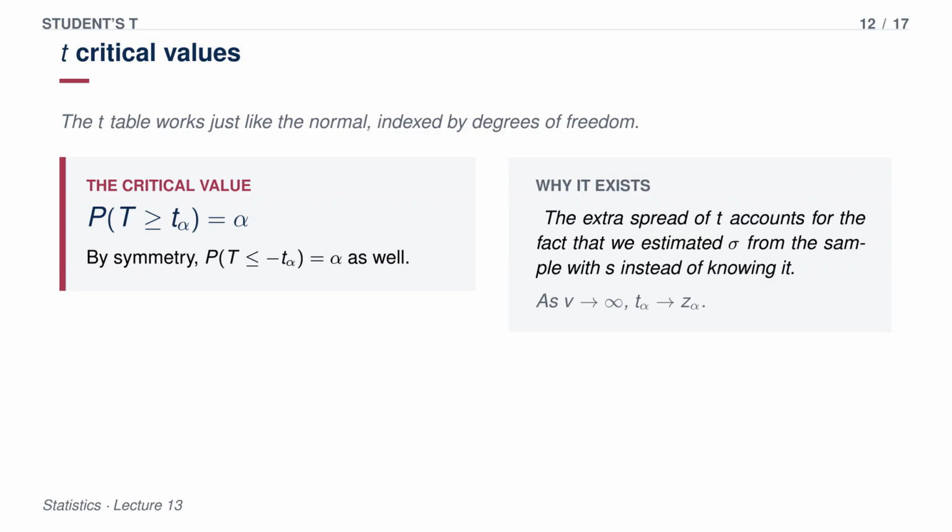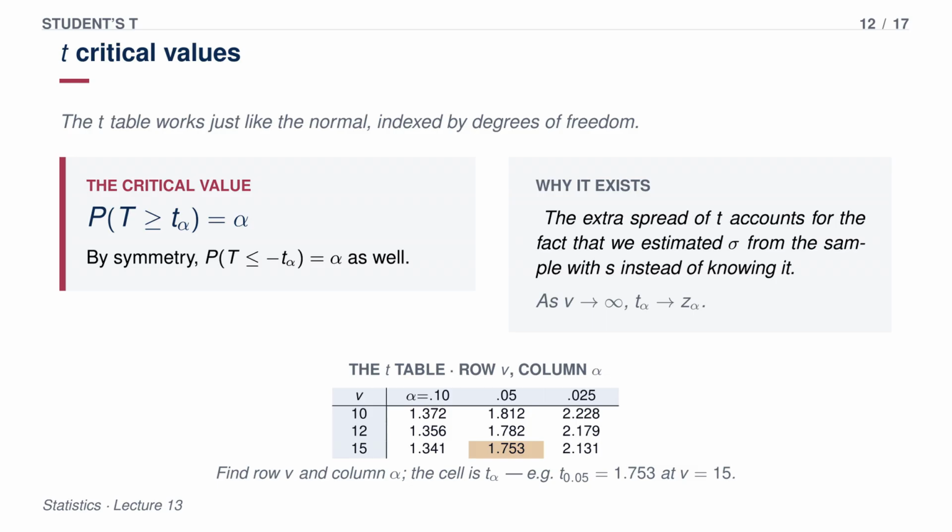And here's the t-table. Same layout. Rows are v, columns are the tail area. Find your row, find your column. Read the cutoff. For example, at v equals 15 and alpha equals 0.05, the gold cell, t alpha is 1.753.